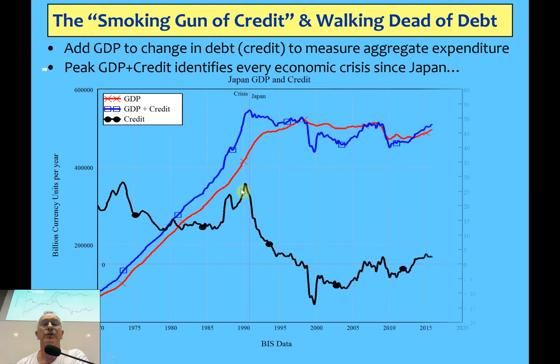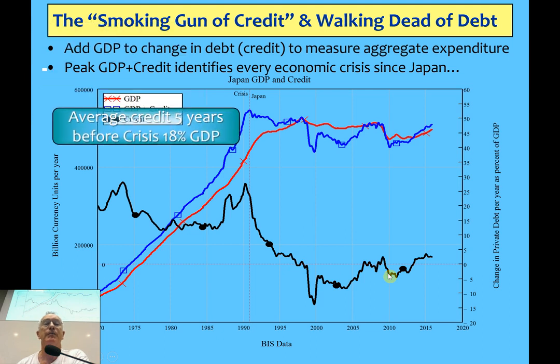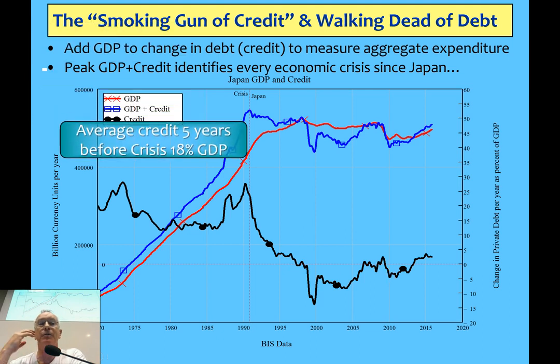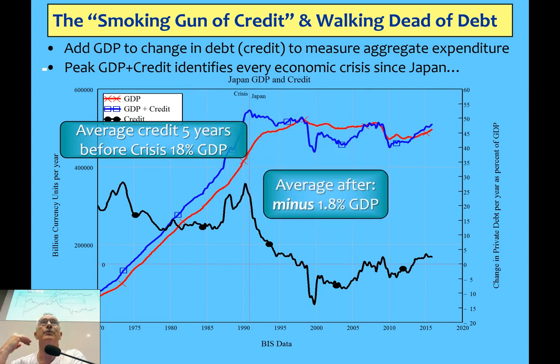And the black line shows credit, the change in debt, as a percentage of GDP on the right-hand axis. That peak level, just before the crisis, was at 27% of GDP. That's the scale that credit was at. It then declined to zero, and from 1998 on has been normally negative. So if you look at the average of credit, which is change in private debt, in the 5 years before the crisis in Japan, it was 18% of GDP. Since the crisis, it's been minus 1.8%.